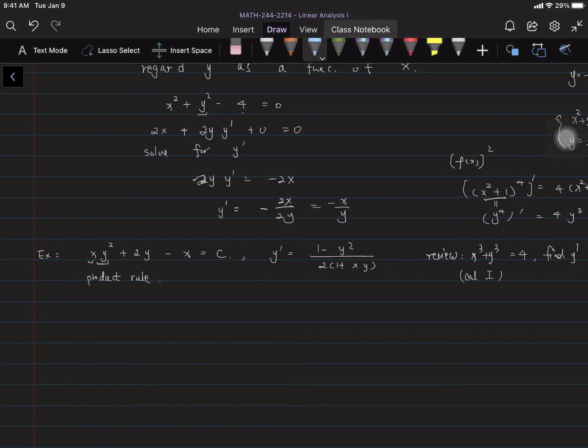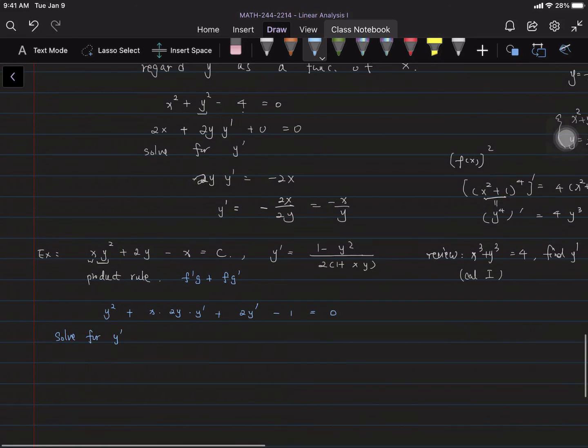Product rule: it should be f prime g plus f g prime. F prime is just x, so 1, and g is y squared. Then f g prime is the y squared derivative, so it's 2y y prime, chain rule here, right? And here 2y prime, and minus the derivative of x, which is 1, and the derivative of the constant c, which is 0. Now solve for y prime.